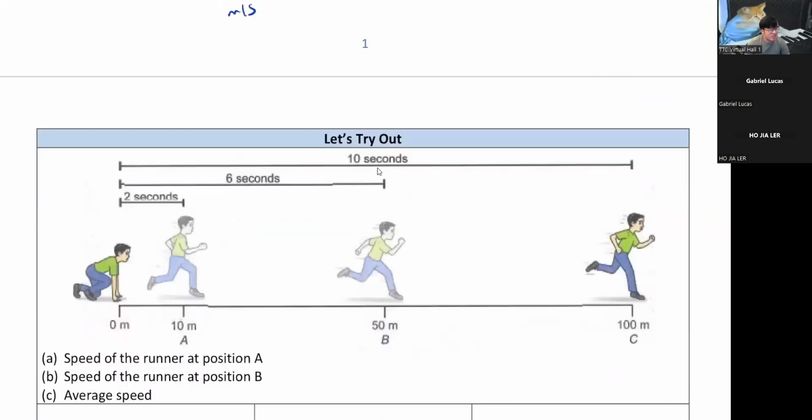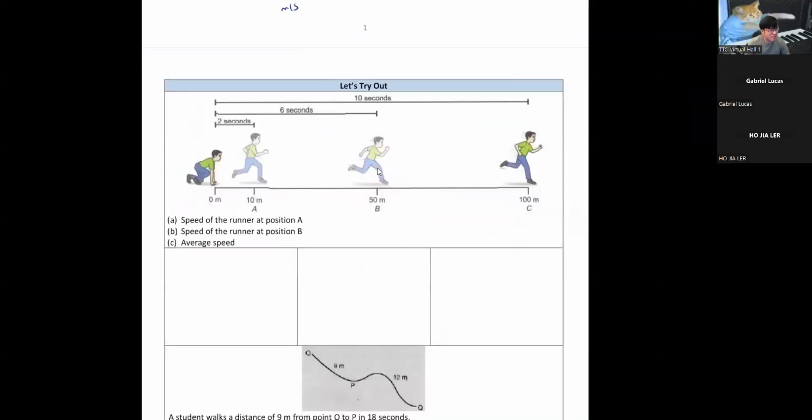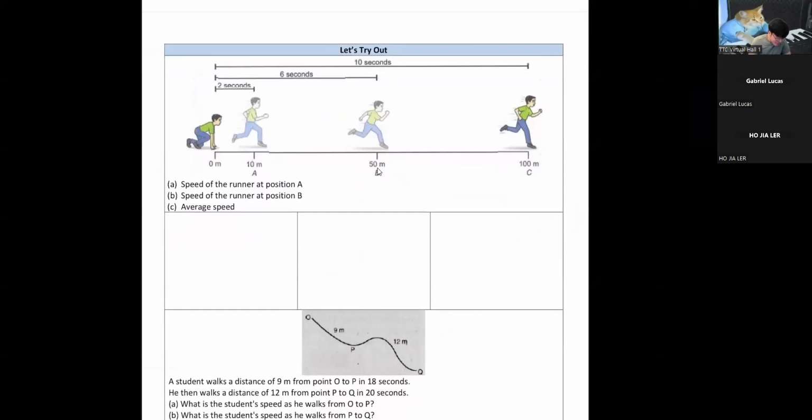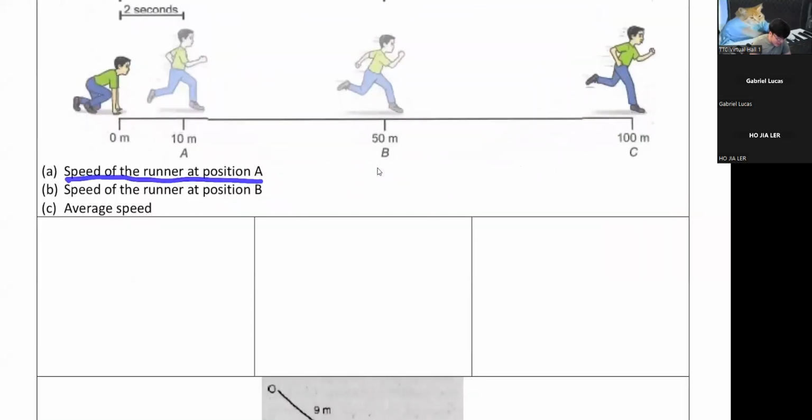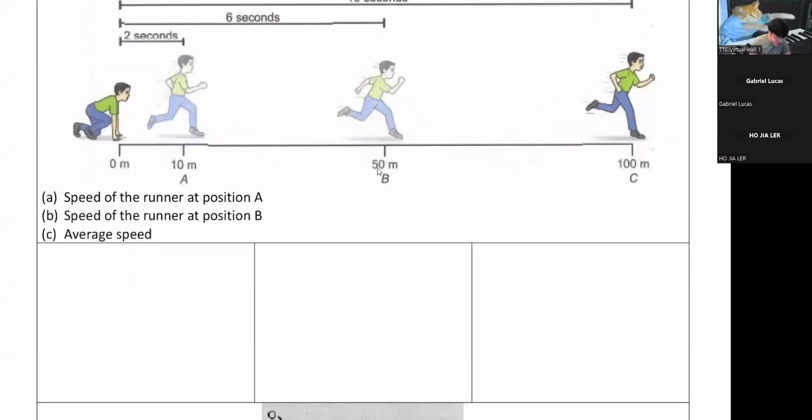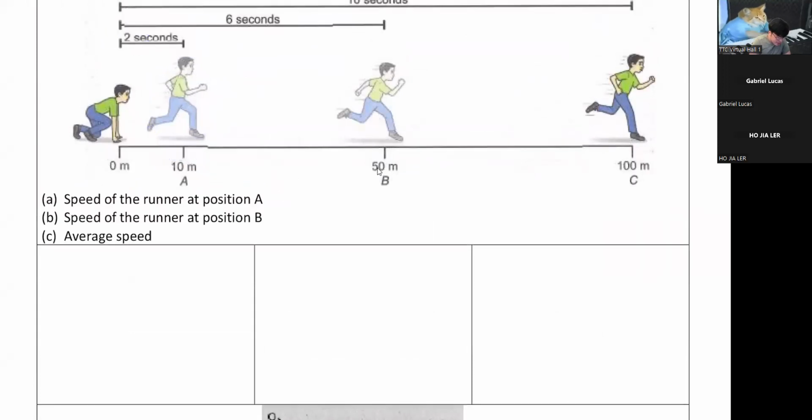So let's do some really simple exercise. Calculate the speed of the runner at A. What is the speed of this person here? You take the distance, you divide by the time. So 10 divided by 2, you would get 5. Oh my God, so easy.